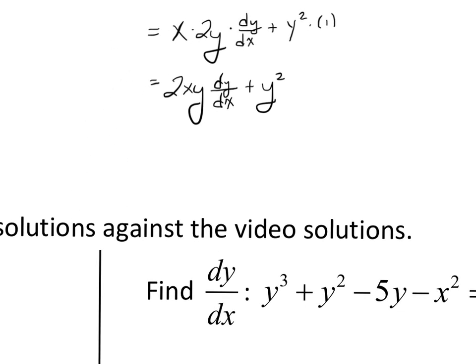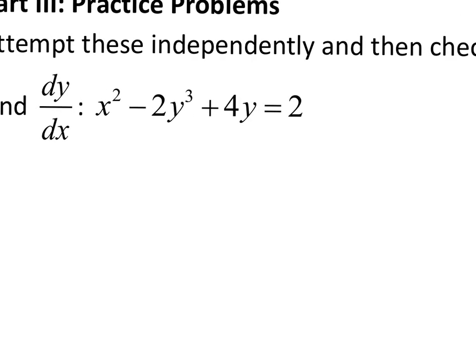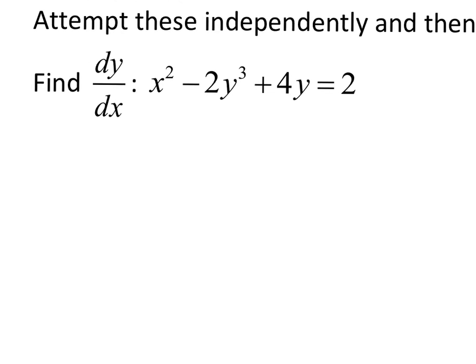Okay, so part 3. There it is. Okay, find dy dx given x squared minus 2y cubed plus 4y equals 2. Now this is a little different from what we were doing before because now what we have is an equation. So this is how we go about it. We're going to take the derivative of each term. The derivative of x squared is 2x.